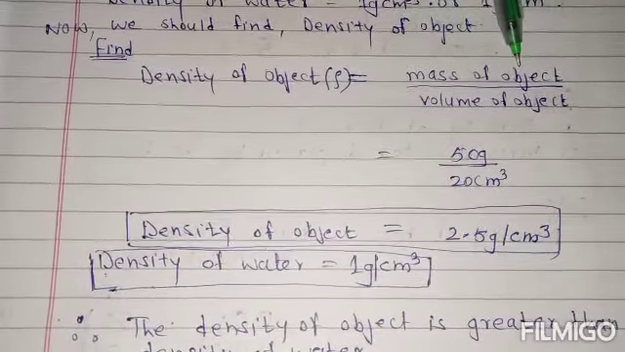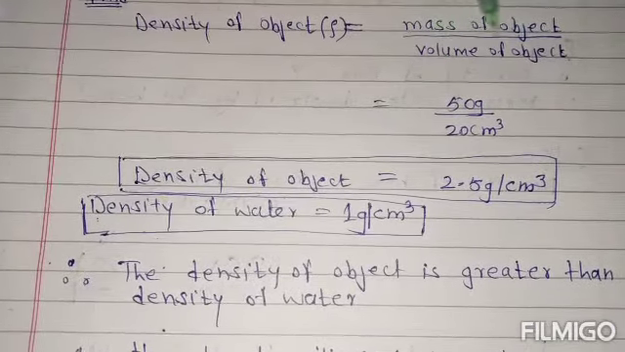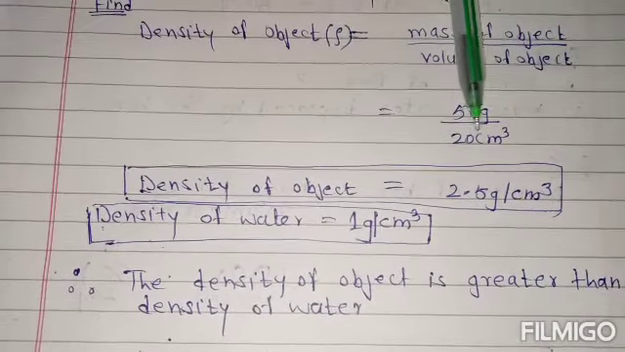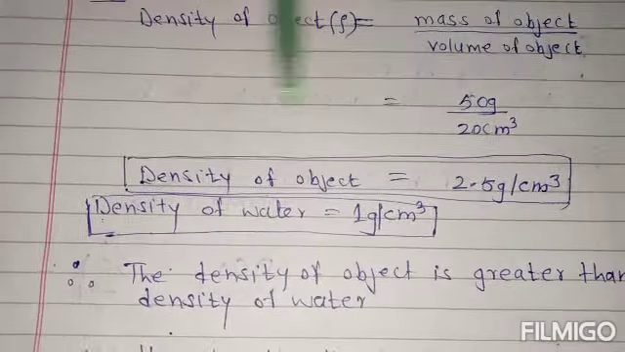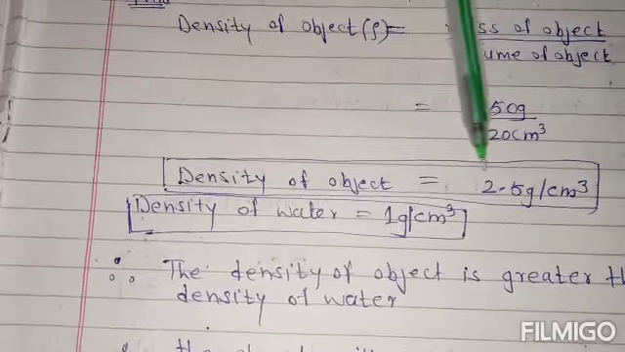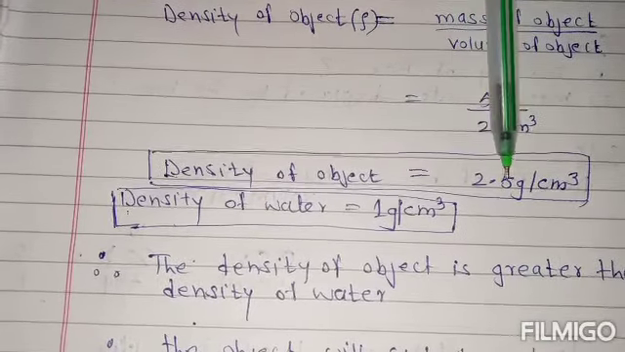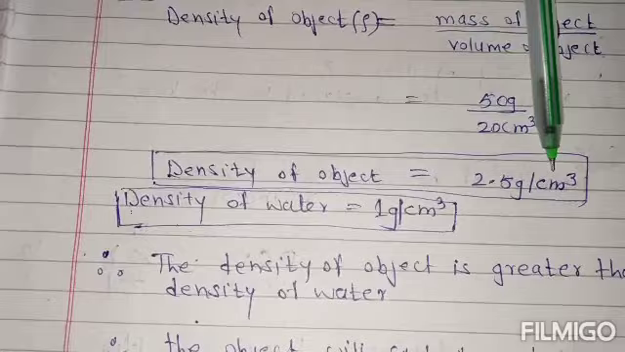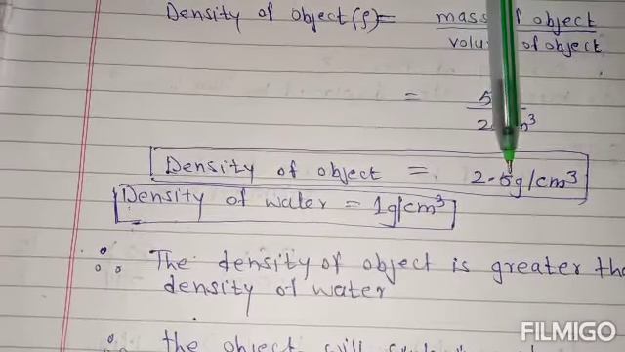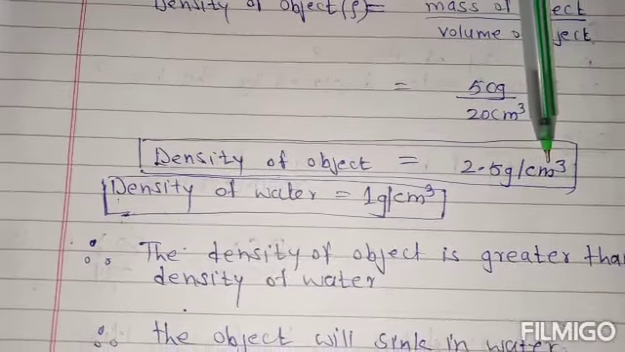Now mass of the object is given, which is equal to 50 gram. Volume of object is 20 cubic centimeter. Now density of object is equal to 2.5 gram per cubic centimeter. When we solve this, we get the answer 2.5 gram per cubic centimeter.